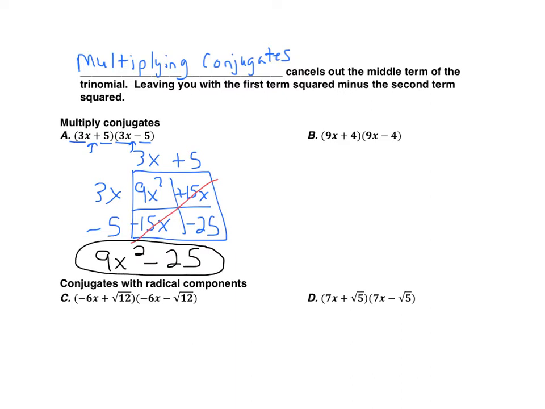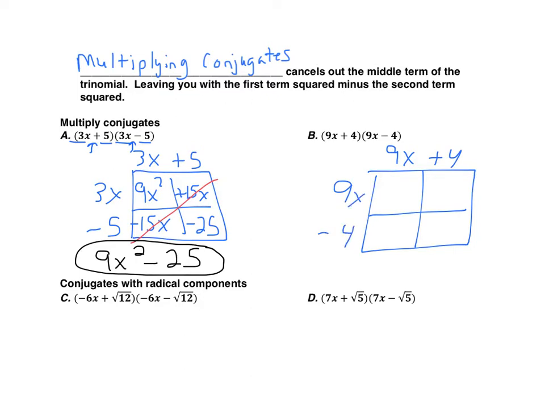Let's do that again with letter B. So we set up our box. We have 9x plus 4 and 9x minus 4. 9x times 9x is 81x squared. 4 times 9x is a positive 36x. 9x times negative 4 is a negative 36x. Negative 4 times positive 4 is a negative 16. Again, notice that the diagonals add to 0, and we are left with 81x squared minus 16.